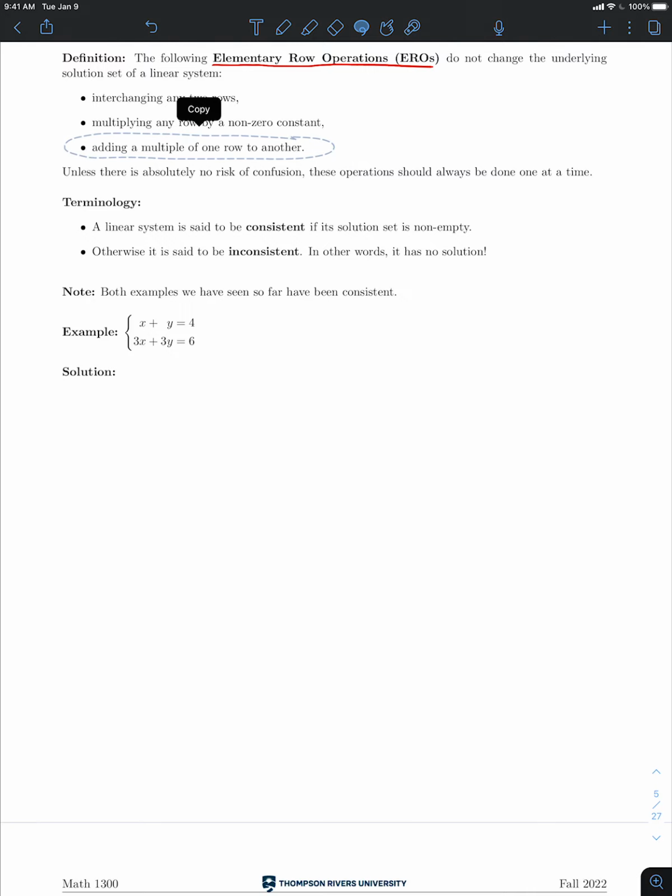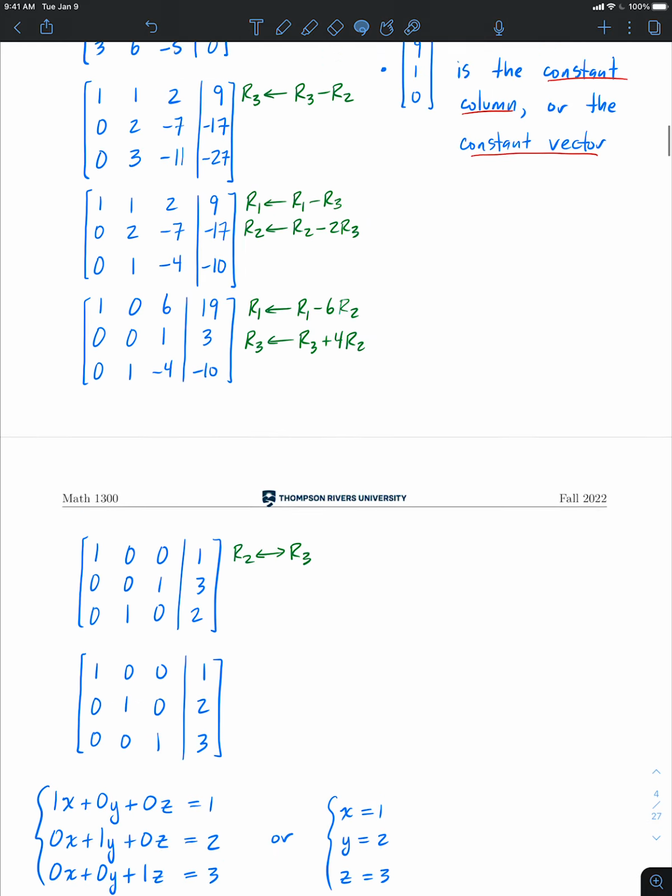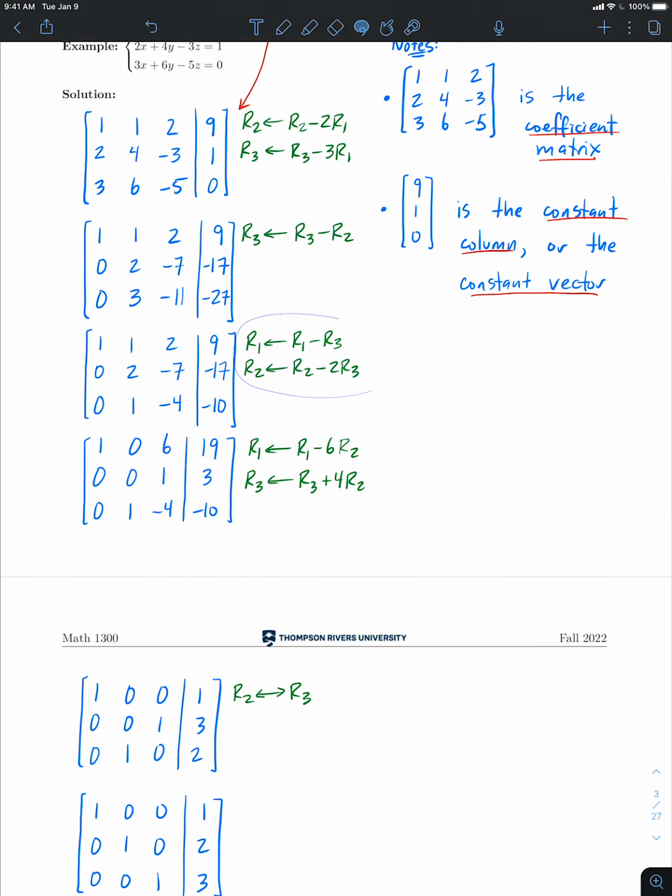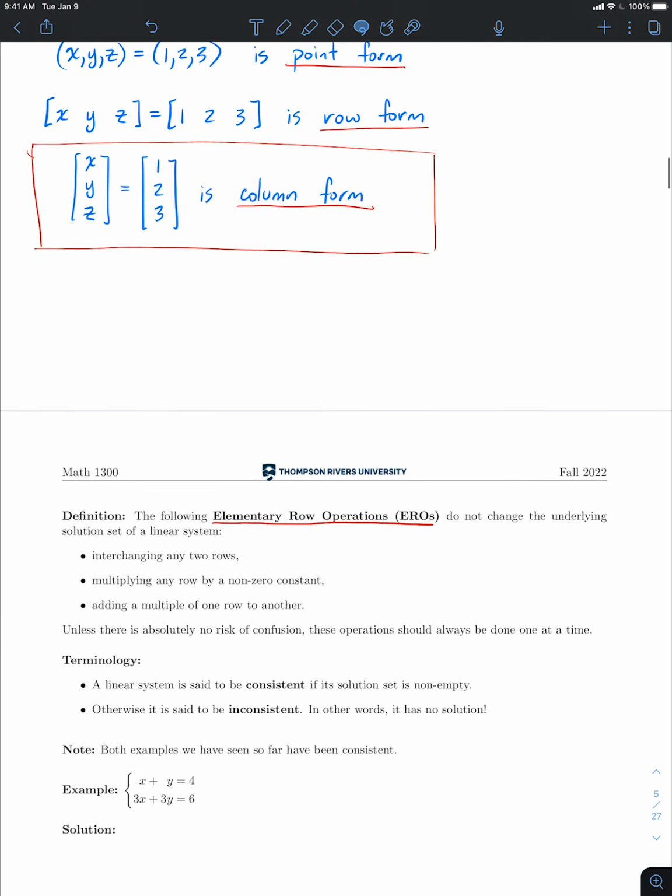Some examples of when we did this would be going back to this example. Here's two examples where we added multiples of one row to another. In the first operation, we added -1 row 3 to row 1. And then in the second operation, we added -2 row 3 to row 2. We phrased it in terms of subtraction, but really we were just adding negative multiples. Another example would be down here. We added row 2 to row 3, but we did it 4 times. So we added a multiple of row 2 to row 3. So those are the three things you can do.